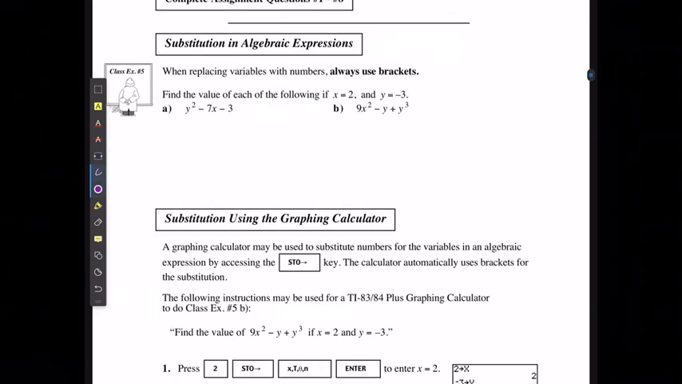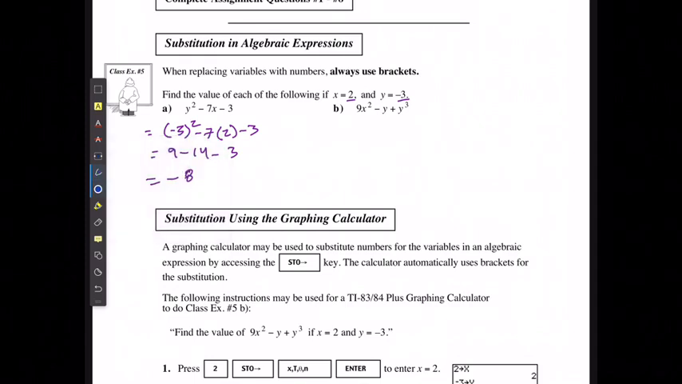We already know this from our second last unit, when we were doing the systems of equations. When we are substituting, we always need to make sure that we are using brackets to substitute a number. So if I have x is 2 and y is -3, then this is -3 squared in brackets minus 7 times bracket 2 minus 3. This would be the same as 9 minus 14 minus 3, or -8.